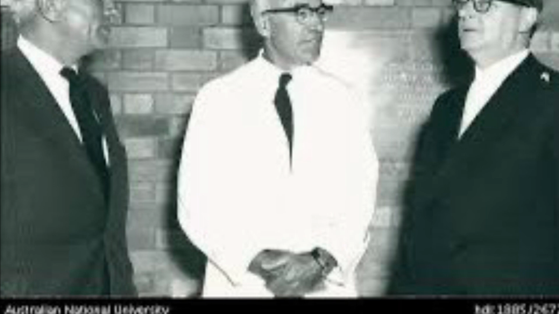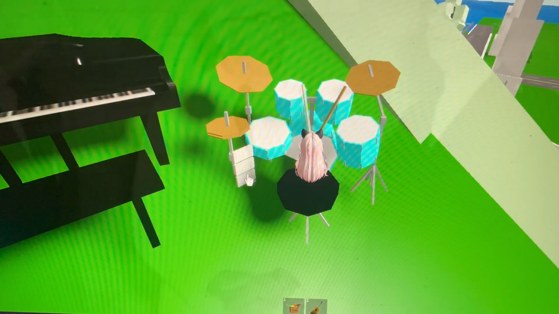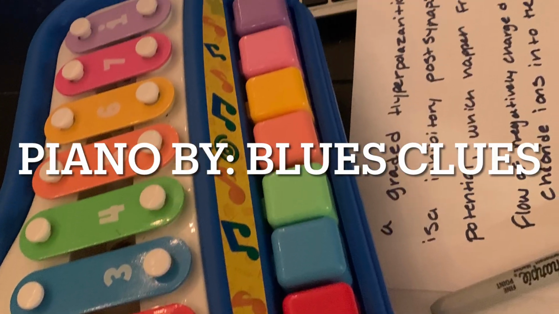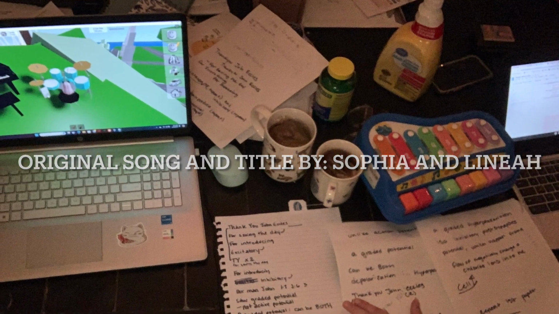Thank you, John Eccles, for saving the day, for introducing excitatory. Thank you, John Eccles, for saving the day, for introducing inhibitory. Our man John saw graded potential, not action potential. A graded potential.